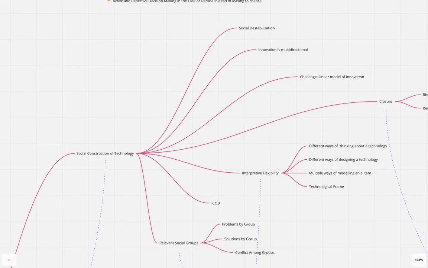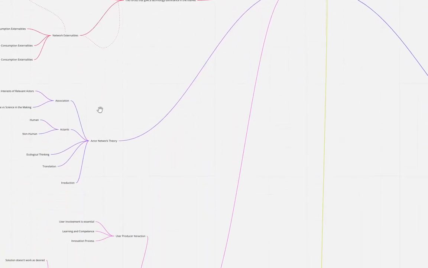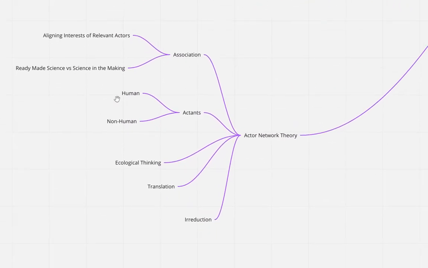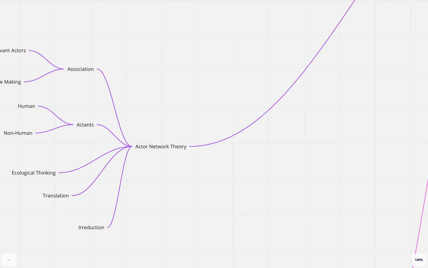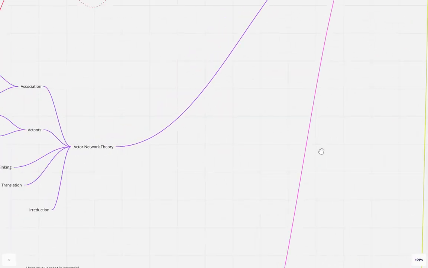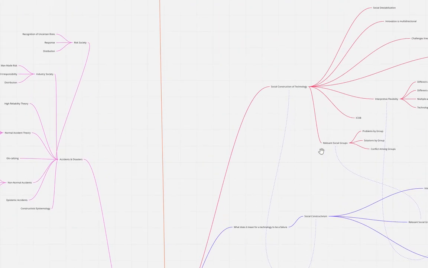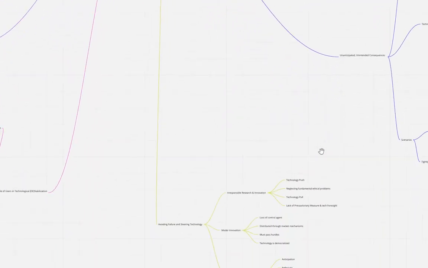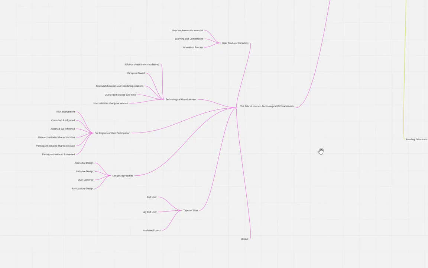And moving on from that, we talked about ANT, actor network theory, and again, I broke these down to what I thought were the main topics being discussed that day, and then broke those topics down even further if I could do that. Following this, we talked about the roles of users in technological destabilization. Over here. So this was an interesting week.